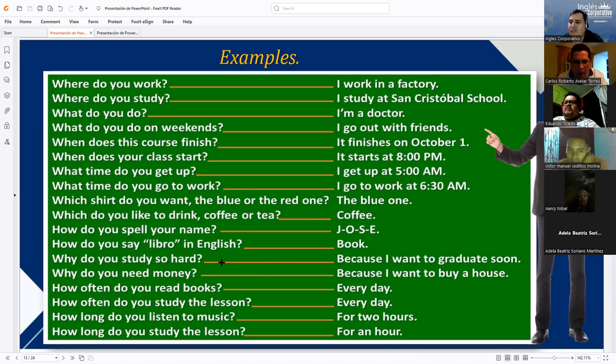Why do you study so hard? Because I want to graduate soon. Why do you need money? Because I want to buy a house. How often do you read books? Every day. How often do you study the lesson? Every day. How long do you listen to music? For 2 hours.